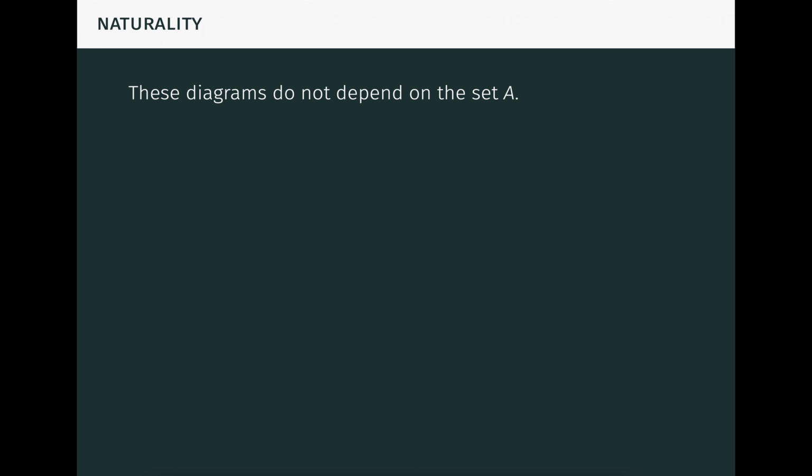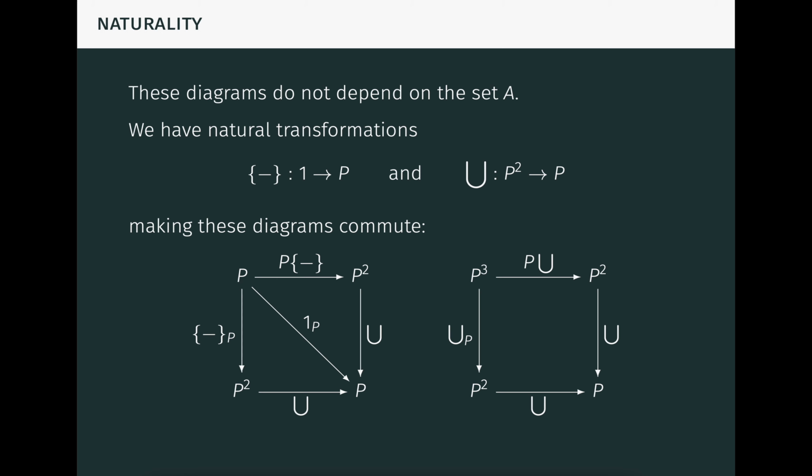Importantly, these diagrams do not depend in any essential way on the particular set A. From my last video, we know that means we have natural transformations. The singleton operation is a natural transformation from the identity functor to the power set functor, and the union operation is a natural transformation from the square of the power set functor under composition to the power set functor. The natural transformations make these diagrams commute. These are like the diagrams we just saw, but without the particular set A.